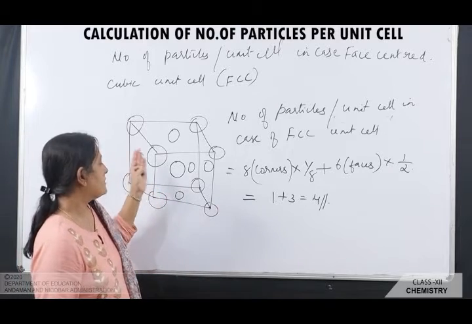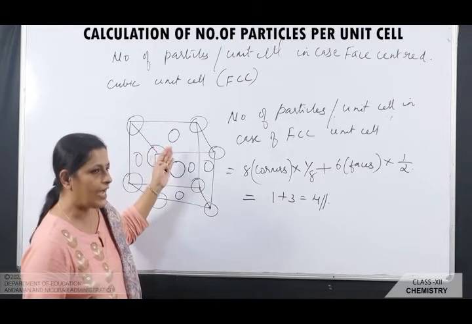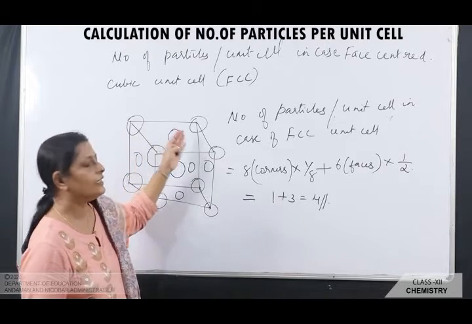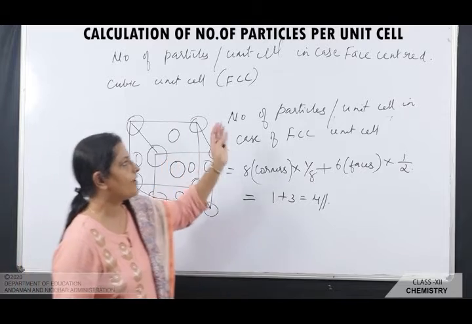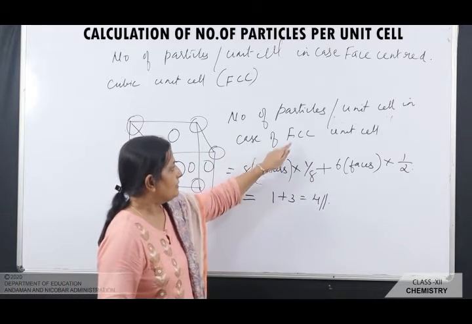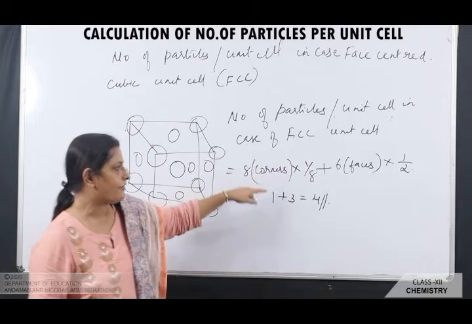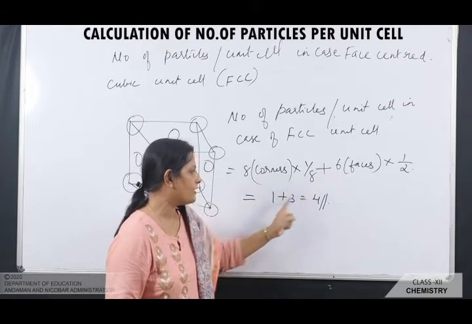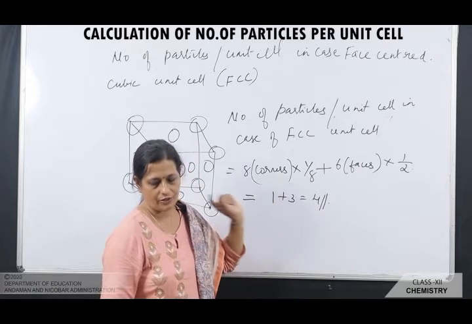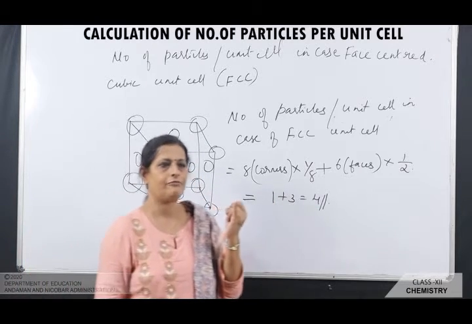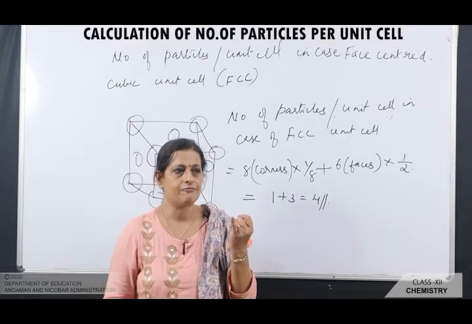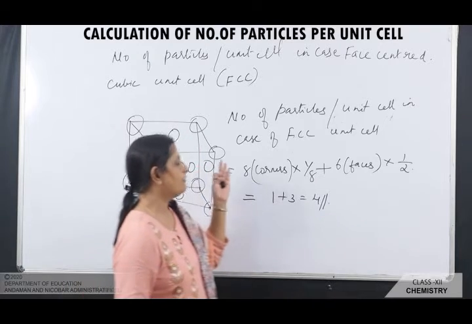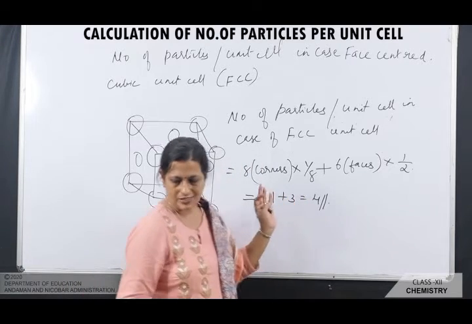So FCC unit cell is what? A unit cell which has got constituent particles at the center of the face apart from the corner position is known as a face-centered cubic unit cell, and the number of particles per unit cell in case of FCC is how much? 8 corners into 1 by 8 plus 6 faces into 1 by 2. So total it will come how much? 4. So in case of simple cubic unit cell, number of particles per unit cell is 1. In case of BCC, the number of particles per unit cell is 2. And in case of FCC, the number of particles per unit cell is how much? 4. So is it clear?